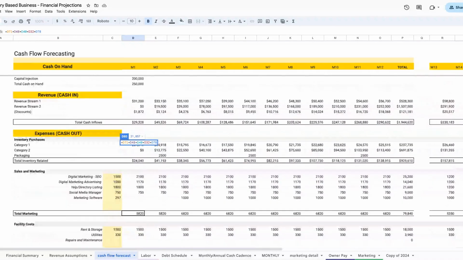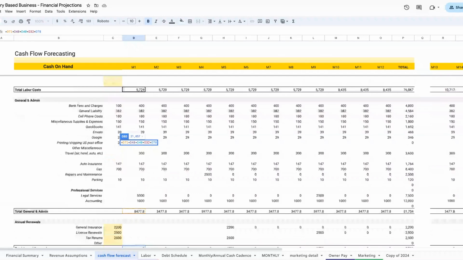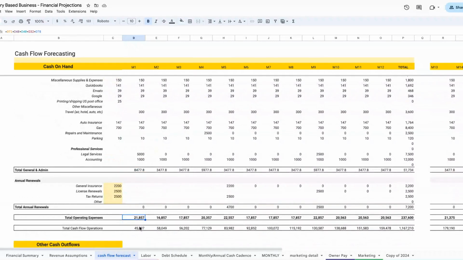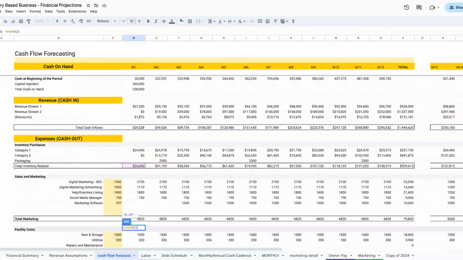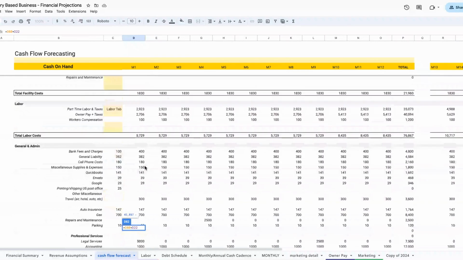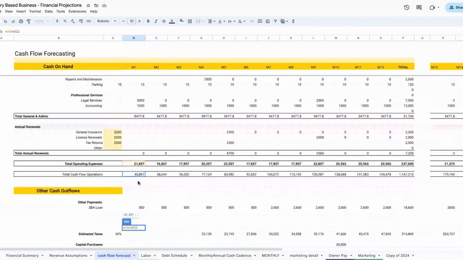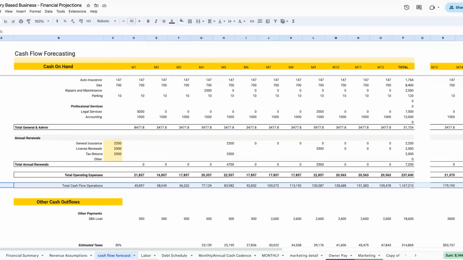And then next we look at our total cash flow from operations, which includes our inventory related purchases, as well as our total cash flow from operations. So it really does include everything. So that gets us an idea of what our total cash flow is. I include this as both a profit and loss as well as a cash flow. This is one idea about cash flow projections that can support you in financial projections.